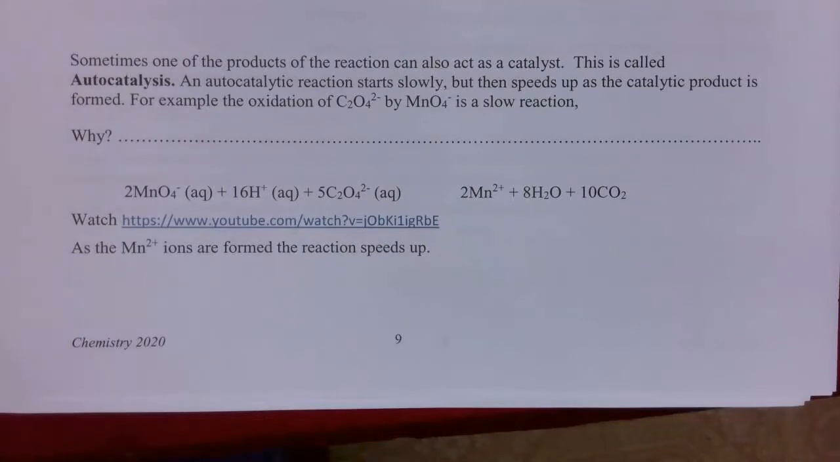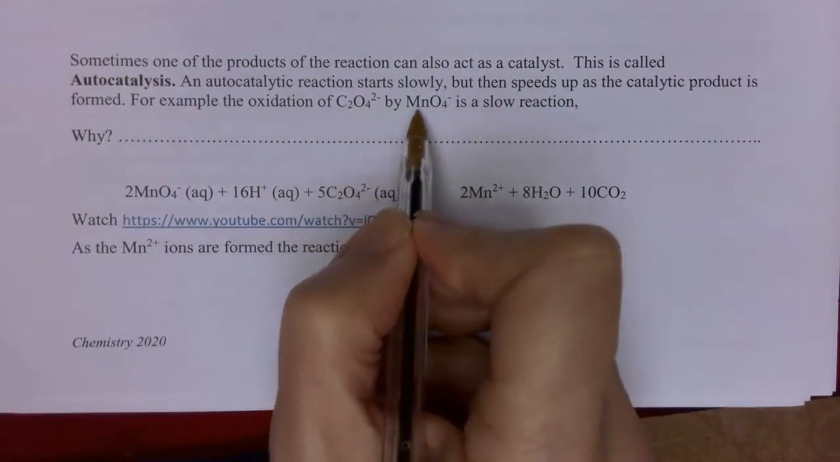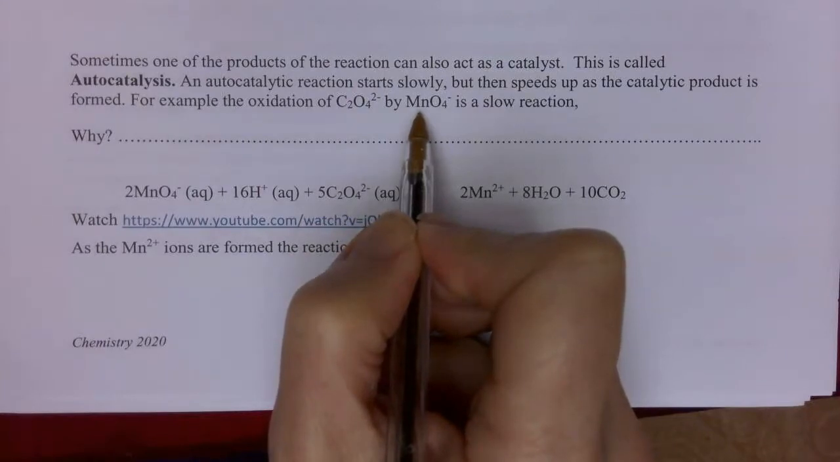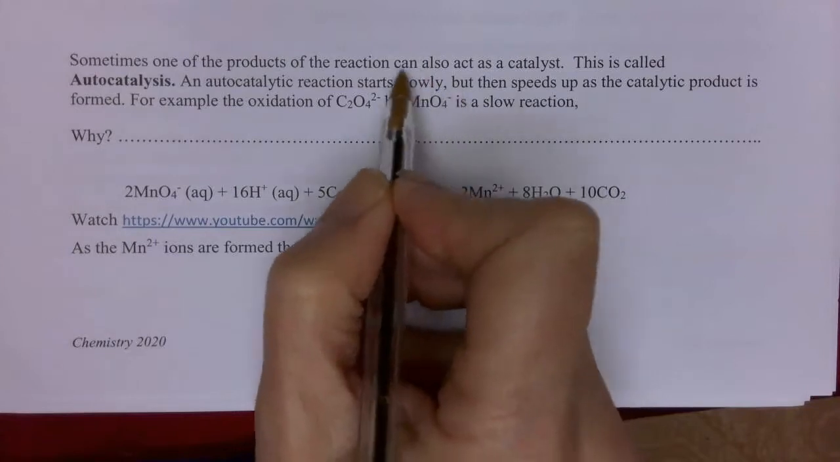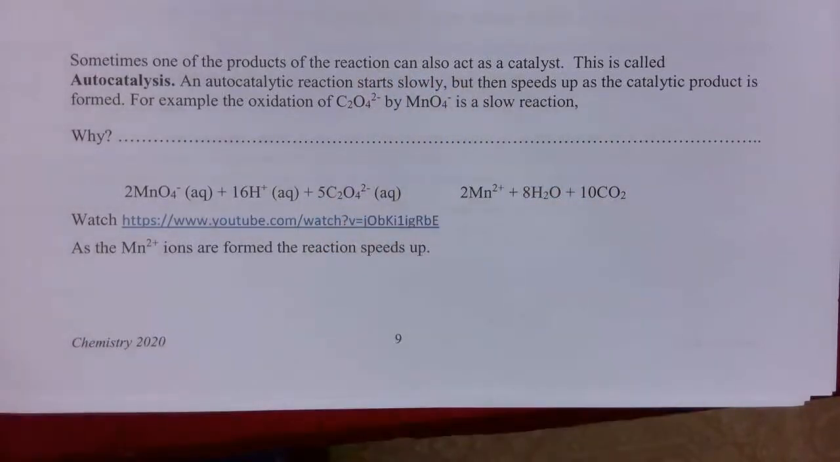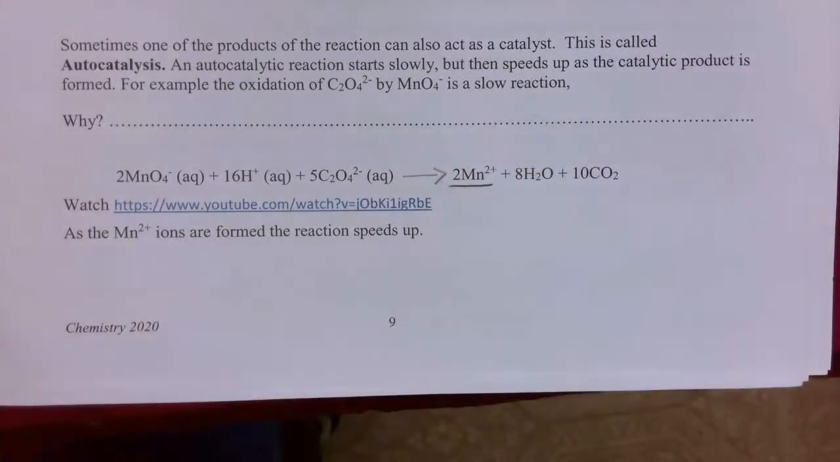Another catalytic process you need to be aware of is what we call autocatalysis. Again, you've got your C2O4 2- ion trying to react with your manganate MnO4-. This again is a slow reaction for the same reason as previously. We have these 2 negative ions which we're trying to react together, so therefore the activation energy is going to be very high. So in this case, it is the Mn2+ ions which are acting as the catalyst.